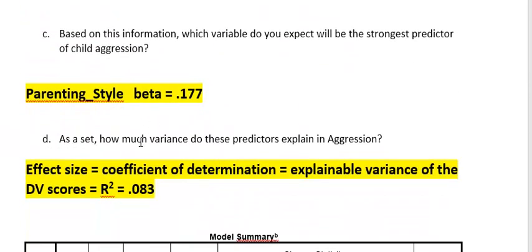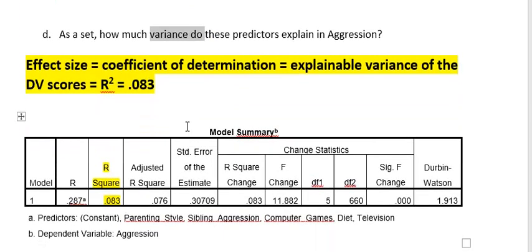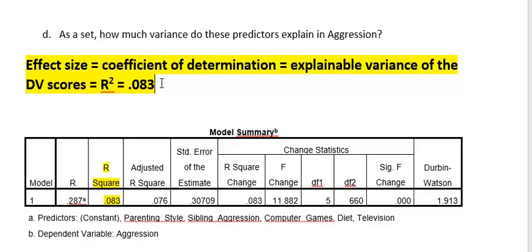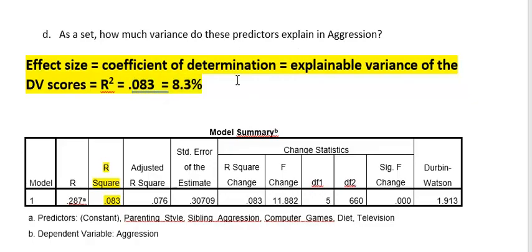As a set, how much variance does this predictor explain in the aggression? Whenever you hear variance explained, that is your effect size, also called coefficient of determination. It is also called your R squared. So you can explain about 8.3% of the variance in the DV. Let me write that down, 8.3% from this model, which is kind of medium. I mean, it's not the greatest in the world, but hey. Beats poke in the eye.